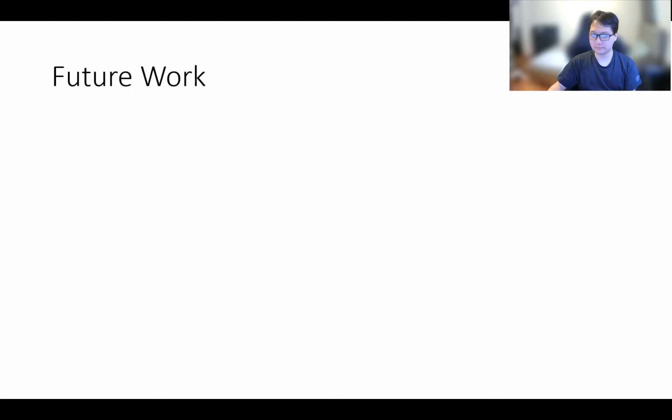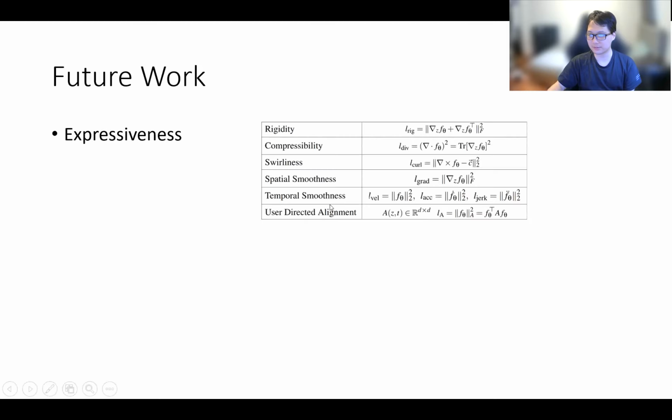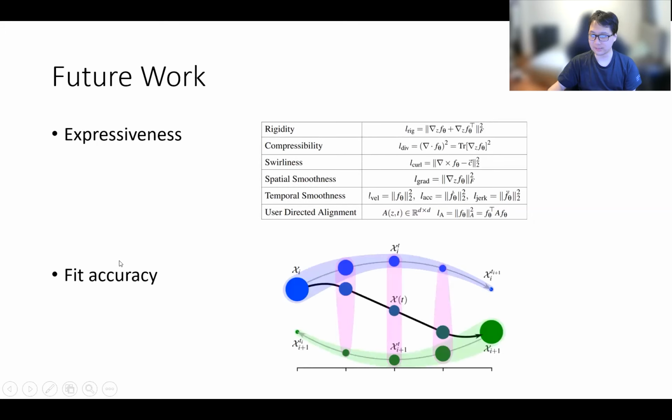Okay, so we've formalized the unstructured animation problem, proposed a solution, but there's always room for improvement. First, I think the expressiveness could be explored further. These are just regularizers I made up, but if you're an artist and you want to achieve a certain look, you'll probably want custom regularizers. Second, if the fitting loss really could reach 0, we wouldn't need this barycenter step at all. And so getting a better fit accuracy is important.